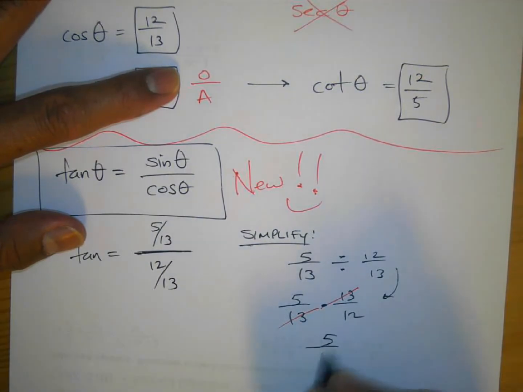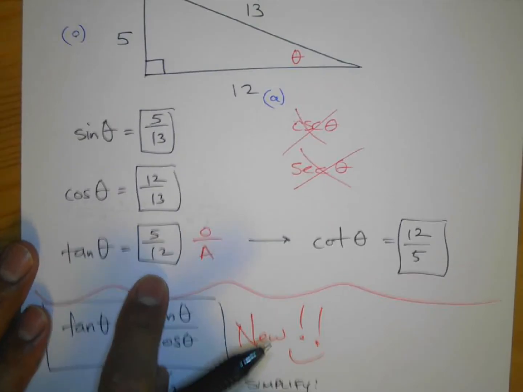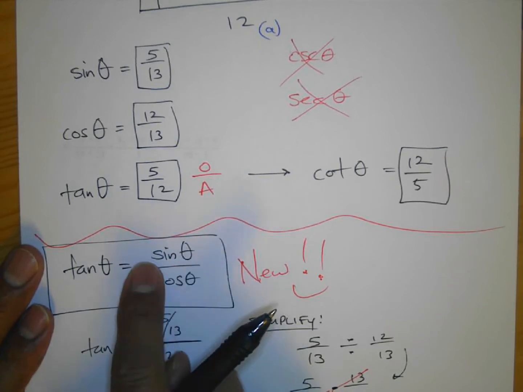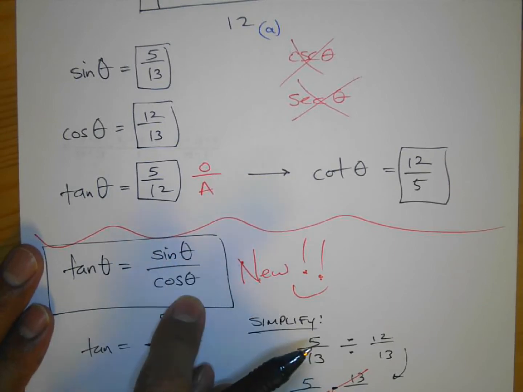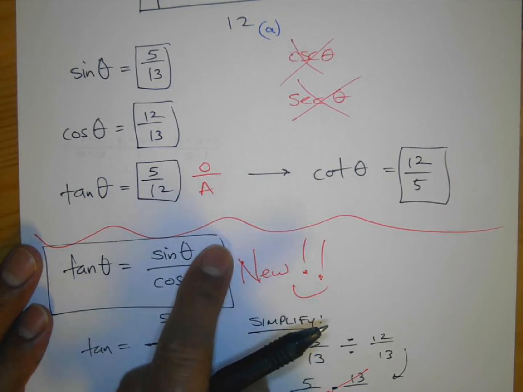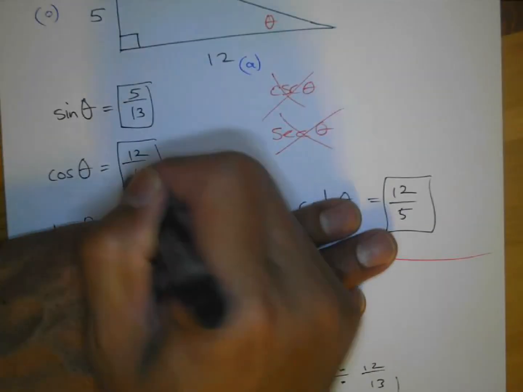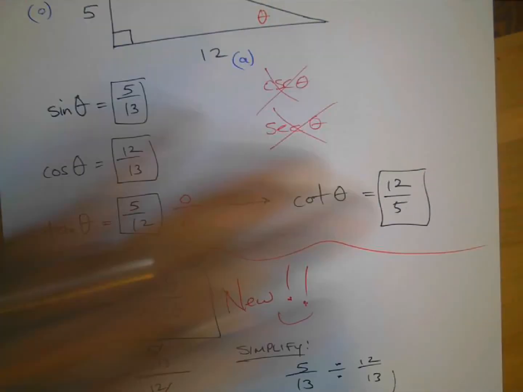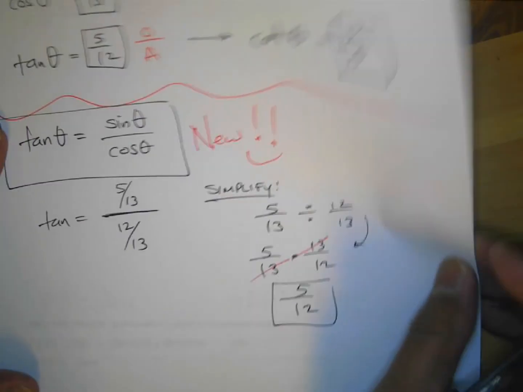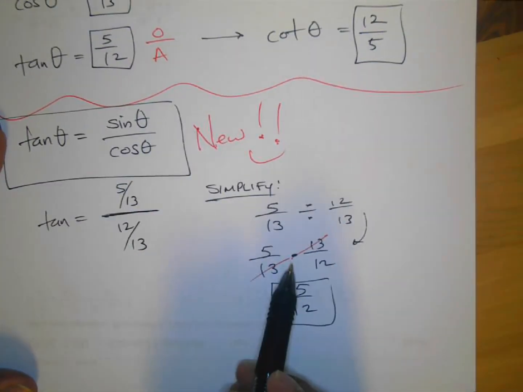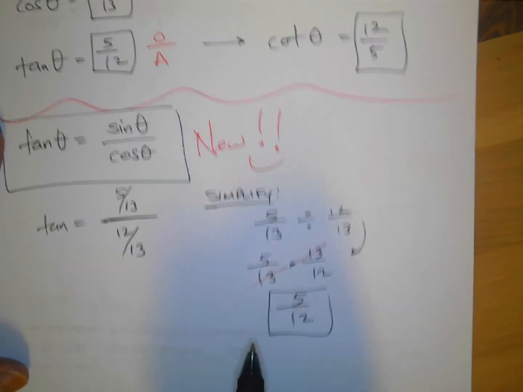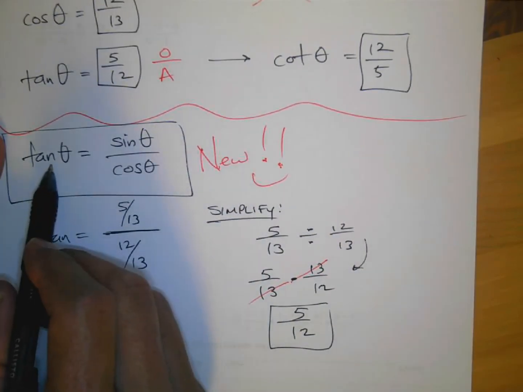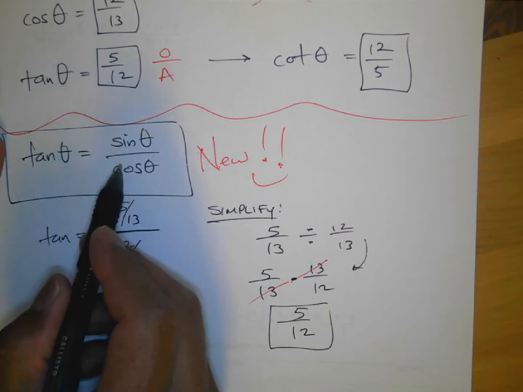Or remember, I told you we already knew the answer was 5 over 12. The answer is 5 over 12. We knew it from over here. I'm just proving to you that it works, that tangent is sine over cosine. Tangent is now going to be sine over cosine. Don't see it as O over A, because remember, you're only going to work with sine over cosine, right? So I proved it to you. You don't have to prove it. Just know it and memorize it. Another way to look at tangent is sine over cosine.